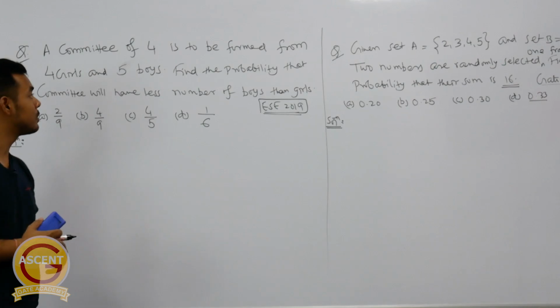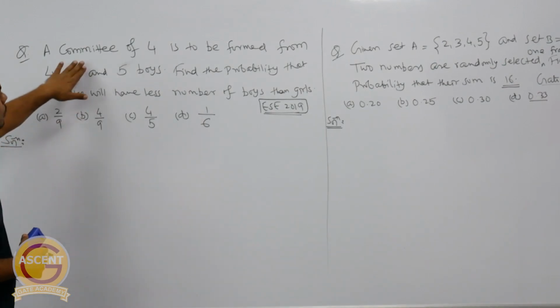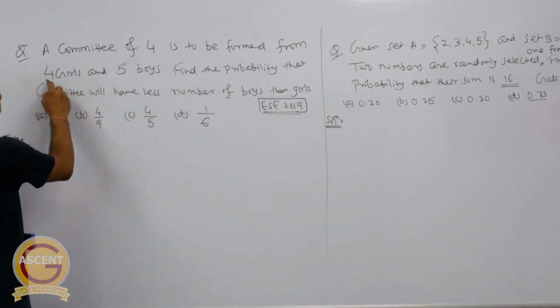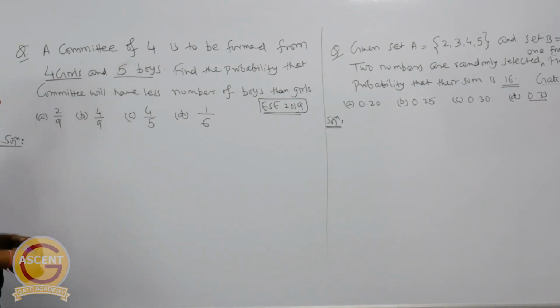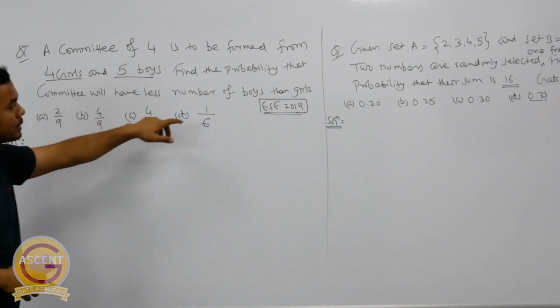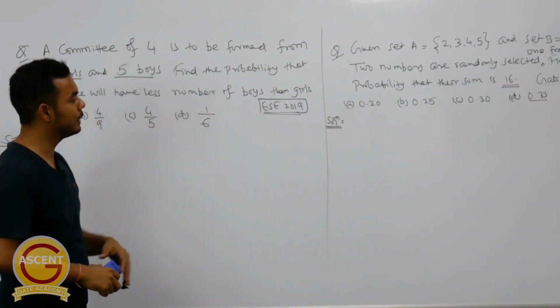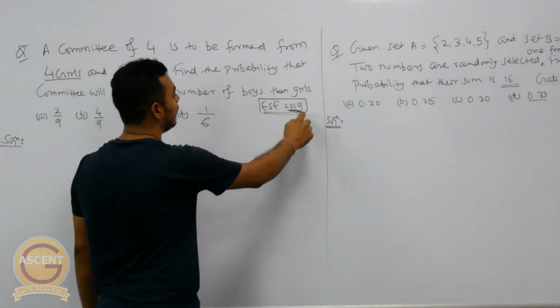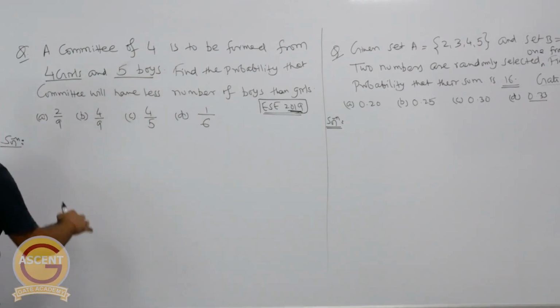Okay, so our next question is, a committee of 4 is to be formed from 4 girls and 5 boys. Find the probability that the committee will have fewer boys than girls. This question was asked in Engineering Services this year, in 2019. So this is a very simple problem.